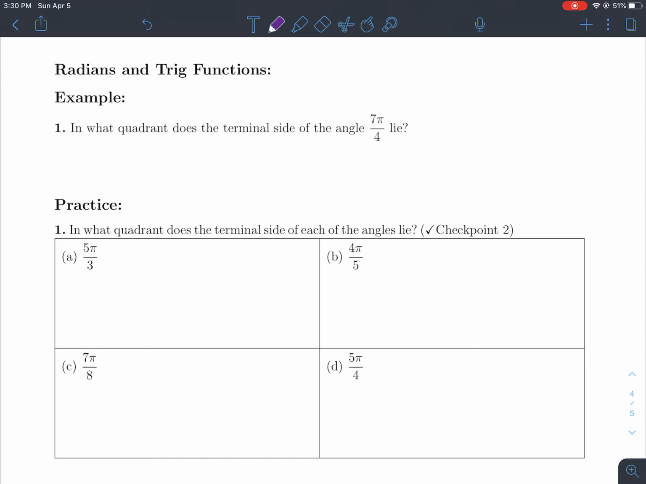In what quadrant does the terminal side of the angle 7 pi over 4 lie? Okay, I have no idea. So probably the step that you all should take whenever you see a radians problem is it's easier to think in degrees.